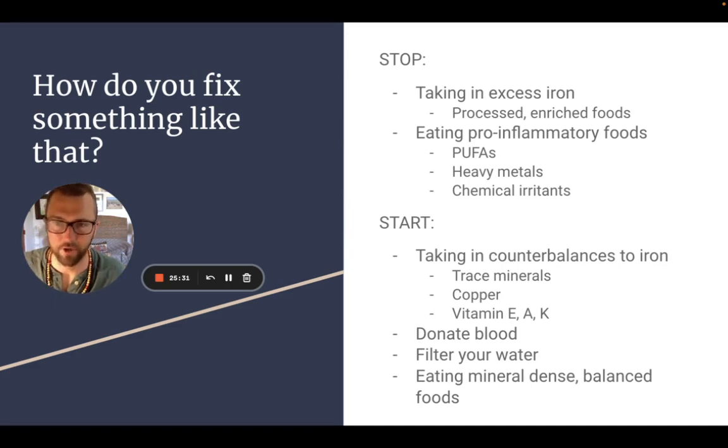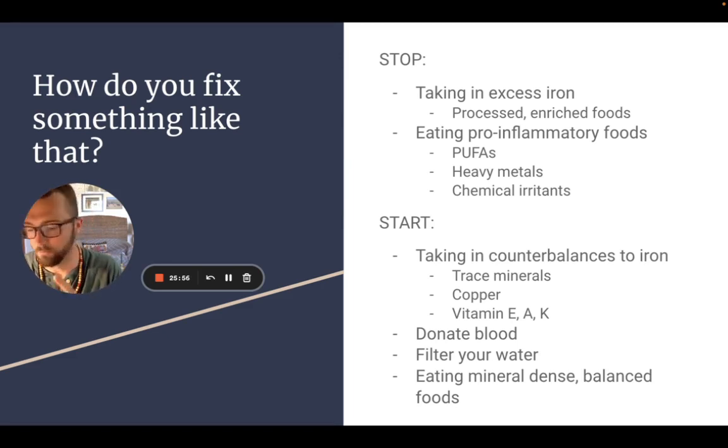And then chemical irritants. Are you filtering your water? Are you putting deodorant with aluminum on your body, right? We need to limit all of those things. In stopping that, we also need to start taking in the minerals that will help chelate and bind iron and restore balance to our iron regulation system.